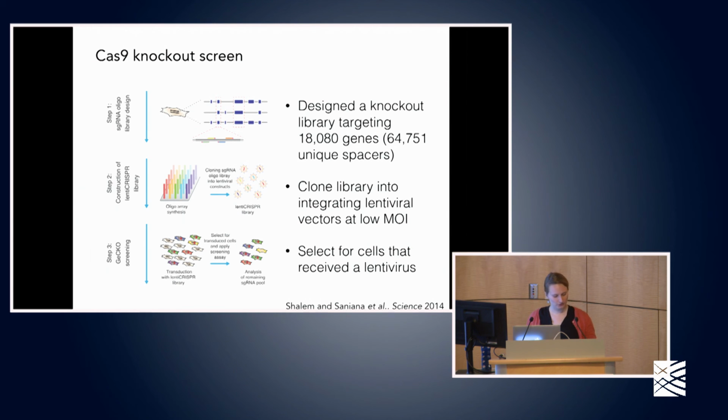Another very useful use of Cas9 is to use Cas9 screening methodologies. You can design a library, either a library of all the genes or specific genes of interest to you, clone your library into integrating lentiviral vectors at a low MOI, and select for cells that received a lentivirus, and then apply a selection pressure to screen for certain genes of interest.